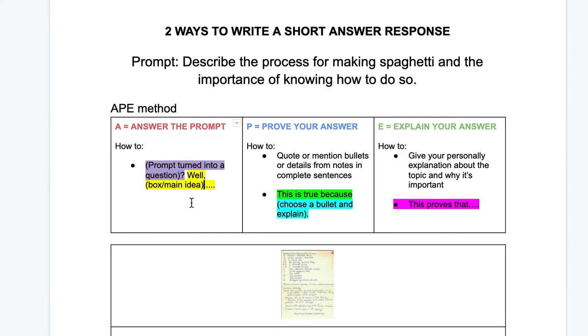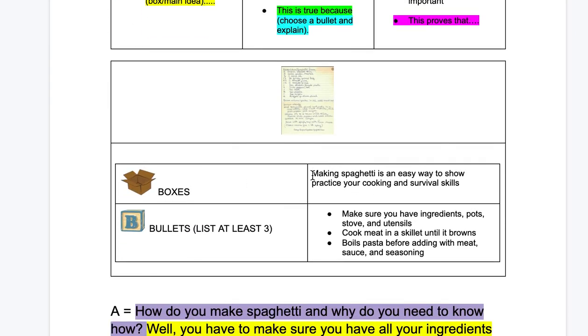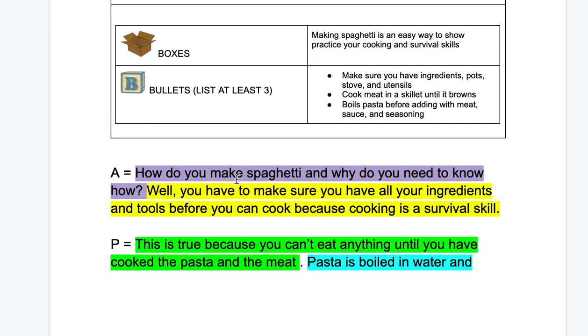What was the main idea? My box. In my box, I have: making spaghetti is an easy way to show and practice your cooking and survival skills. And so I use that, and that's my box right here, showing my survival skills. I mentioned that cooking is a survival skill. Cooking, survival skills. That's part of my box. Did I use everything I typed up in my box? No. Sorry, I had a typo. No, it's not every single thing from my box. I just took a piece of it and put it here.